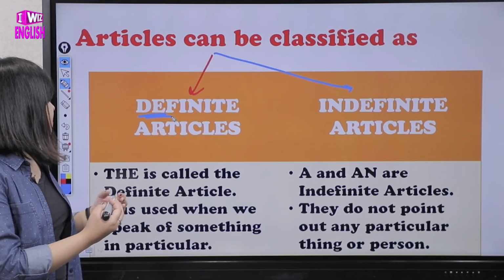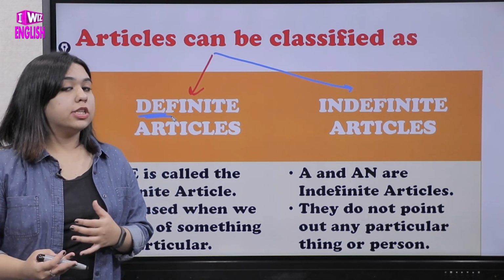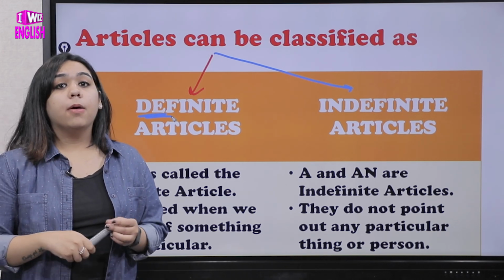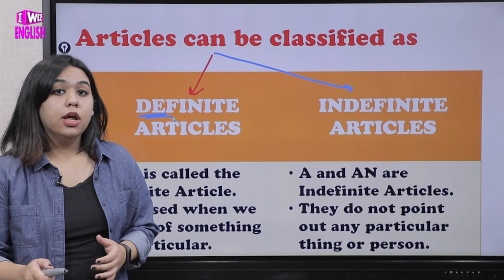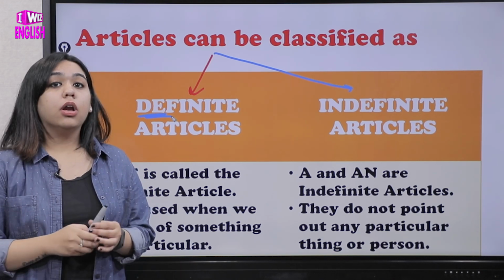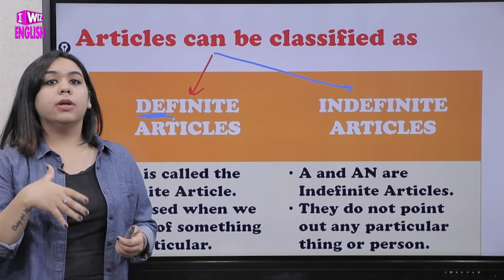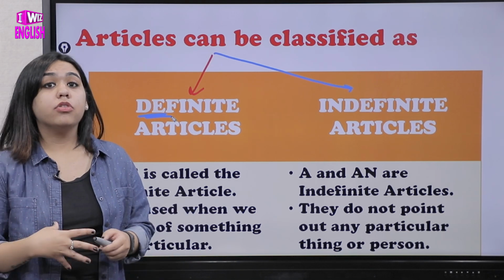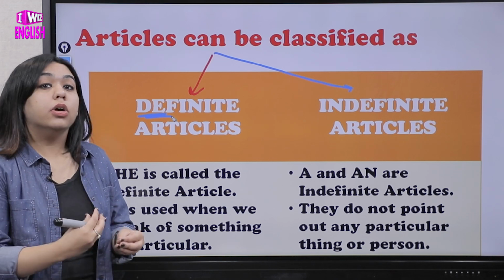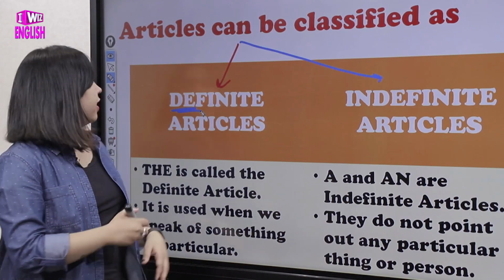It is used when we speak of something in particular. When you are very sure about something and you are talking about something in particular, for example, please return me the pen that I gave you. The pen that I gave you. So I am talking in particular about one pen that I gave you. Return me that pen. So you cannot return me any pen, okay? You have to return me the same pen. So whenever I am pointing out something particular or specific, we use the article the, okay.